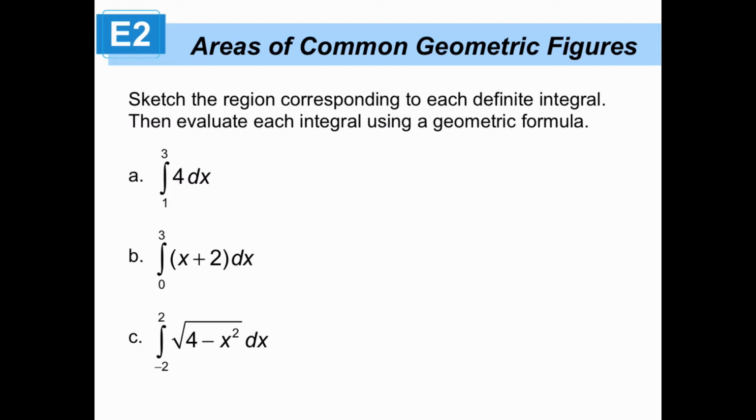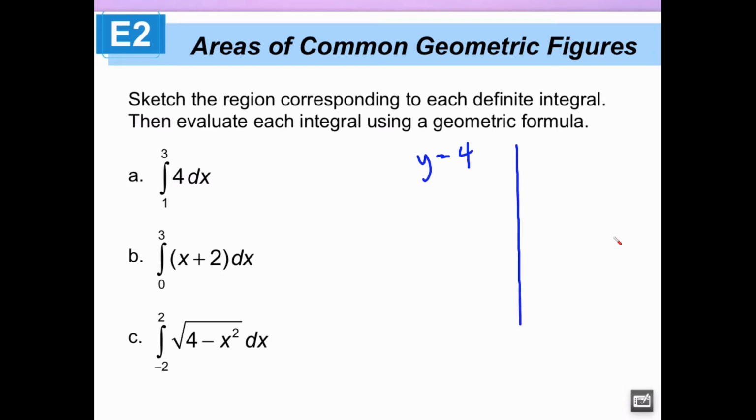Vertical line? No, it's a horizontal line. Y equals 4 is a horizontal line. Before I click on the next slide, let's make sure we've got this under control. Y equals 4 is a horizontal line through 4. And we want to find the area under the curve from 1 to 3. What are we looking for the area of? It's a rectangle, good.